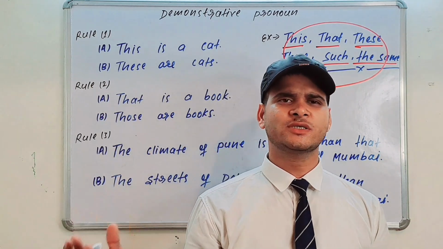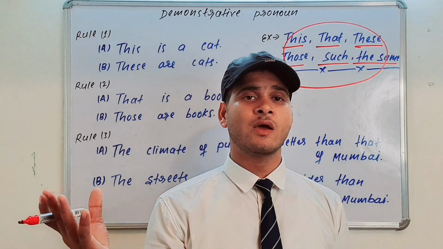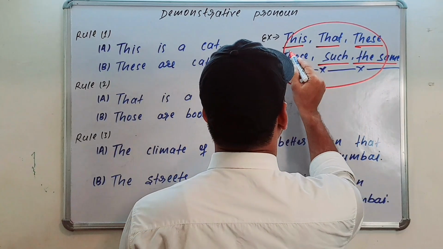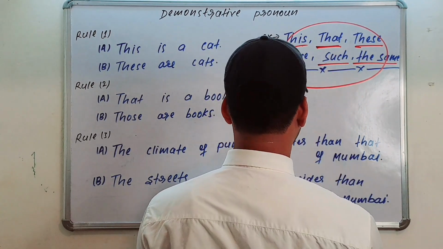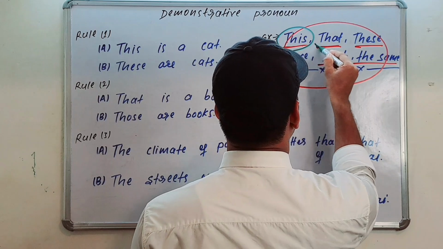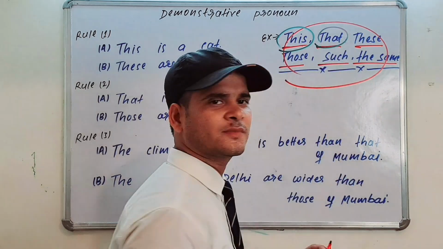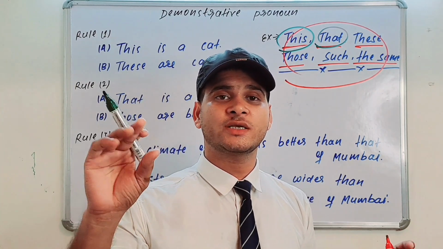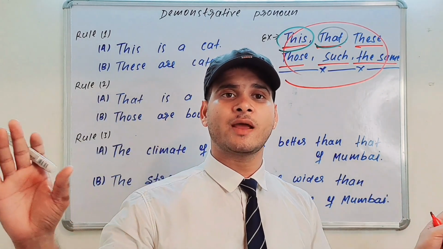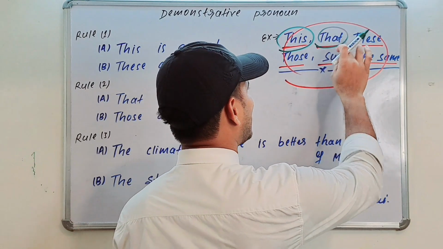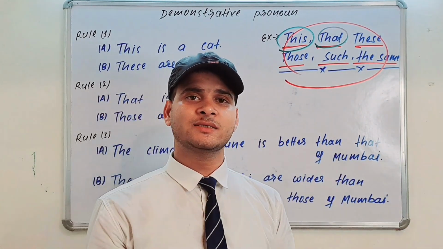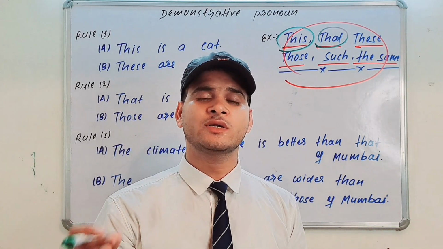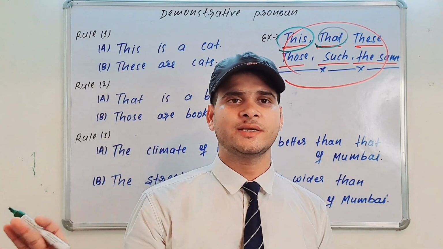And now let's understand what is singular demonstrative pronoun and what is plural demonstrative pronoun with an example. Here see, this and that. This and that is used as singular demonstrative pronoun. Keep in mind, my dear friends, this and that is basically used as singular demonstrative pronoun, and it is used to point out singular noun in sentences.